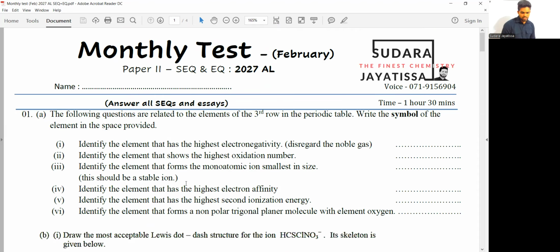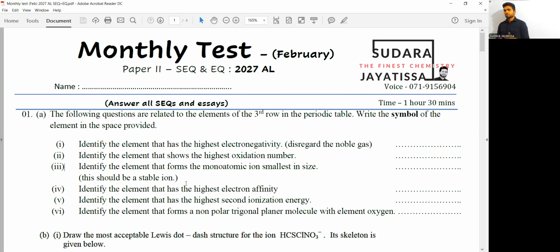Okay. Right. So we'll quickly go through the first part of the first structured essay question, which says the following questions are related to the elements of the third row of the periodic table. So be careful. I saw some of you have gone wrong because you didn't pay attention to this instruction. They are asking about the third row of the periodic table, so you need to write only the symbol of the element.